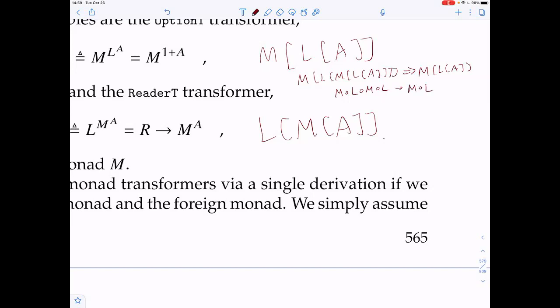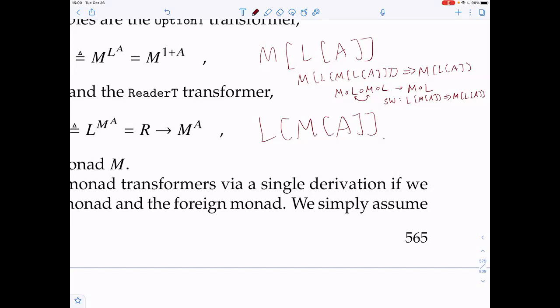In order to do that, we swap the order of these two, L and M, using a function that is called swap. So swap will be a function of type L, M, A, going to M, L, A. And if you have this function somehow, then you can swap the order.